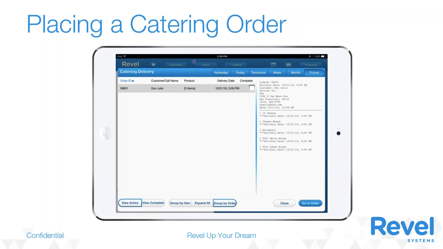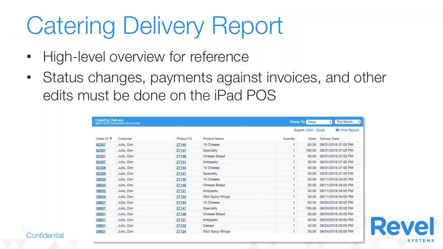This screen also, if you look at the catering order in the gray line item, at the very right, there's a checkbox, which you can use to mark it as complete. This will move it over into the complete section of your catering orders. And at the bottom right, you have the option to go to that specific catering order.